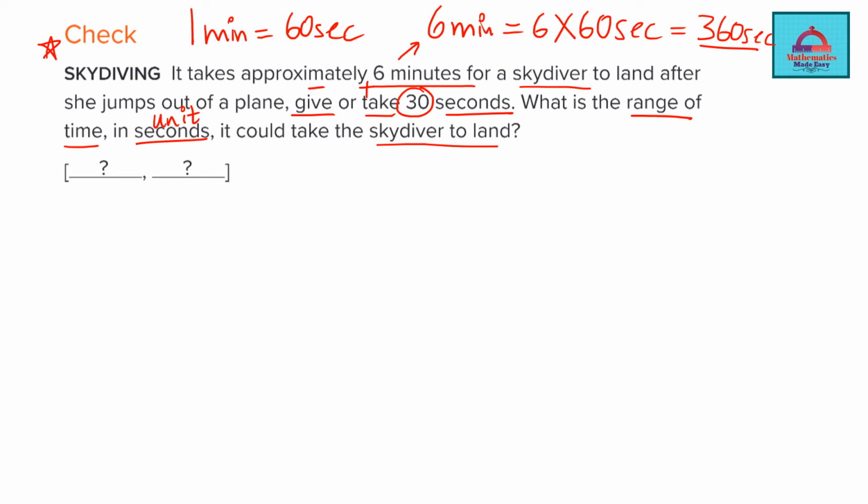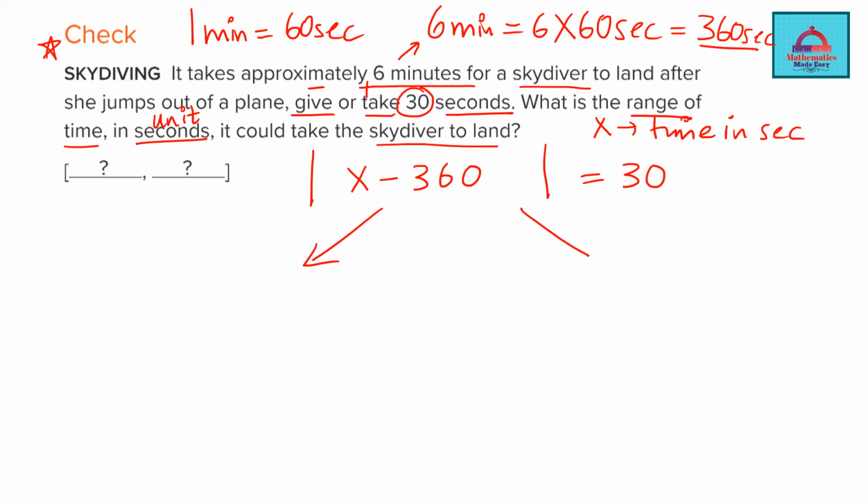Now, in a word problem, wherever you see give or take, it means plus and minus. So you will be reminded of the absolute value function. The person is taking how many minutes to land down? 6 minutes or 360 seconds. So if x is the time in seconds that the skydiver takes to land, then the absolute value of x minus 360 is equal to plus minus 30, because give or take 30 seconds, so it is equal to 30.